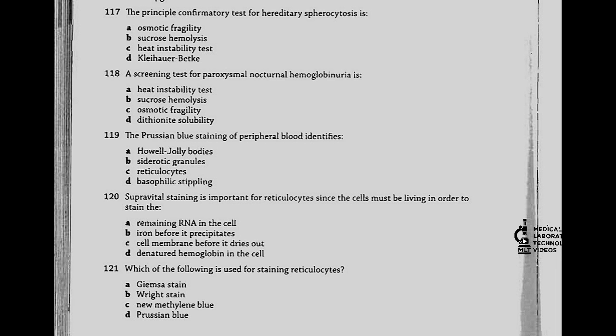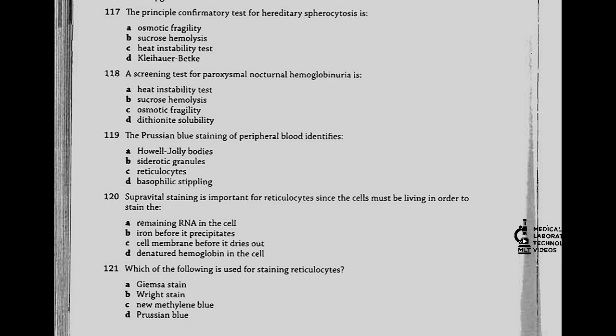Next question is question 118. A screening test for paroxysmal nocturnal hemoglobinuria is: option A, heat instability test; option B, sucrose hemolysis; option C, osmotic fragility; option D, dithionite solubility. The answer is option B. Mostly you will see PNH as the short form for this. The screening test is sucrose hemolysis. The sucrose hemolysis test is still sometimes used for screening. However, the most accurate measurement is immunophenotyping.